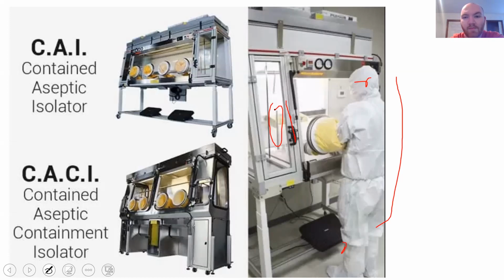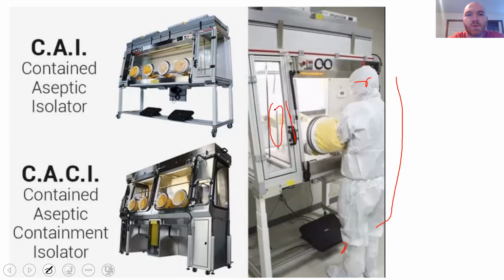You'll take your items, you'll put them in through this outside door, you'll close that outside door, go into the gloves, open the inside door, take the items out, and then you can close the inside door and start working with them. And then to have your items taken out, you do the same thing in the opposite order.